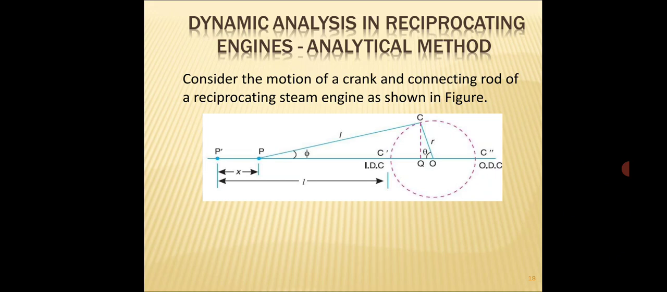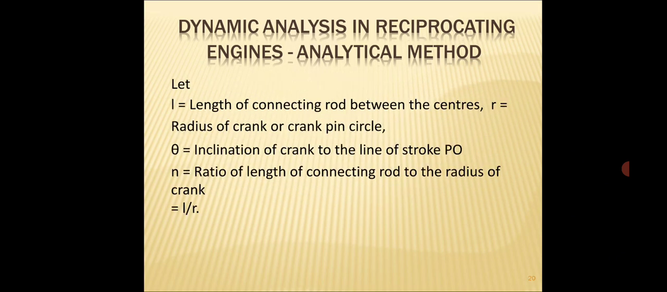What is theta? It is the inclination of the crank to the line of stroke. Then small n is the ratio of the length of the connecting rod to the radius of the crank. So what is small l? It is the length of the connecting rod between the centers, and r is the radius of the crank. Theta is the inclination of the crank to the line of stroke.